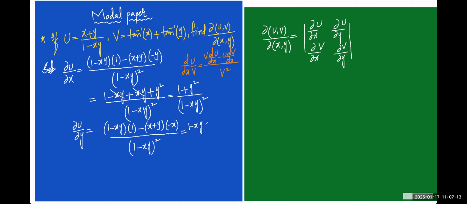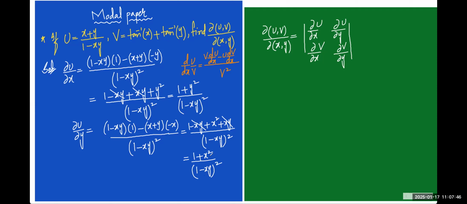Okay, this is minus into minus plus x square, and then minus into minus plus xy, whole divided by 1 minus xy whole square. So what happened here is minus xy plus xy cancel. We are getting our answer as 1 plus x square divided by 1 minus xy whole square. This is the partial differentiation of u with respect to y.